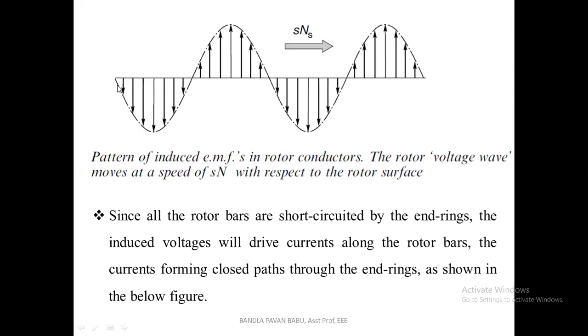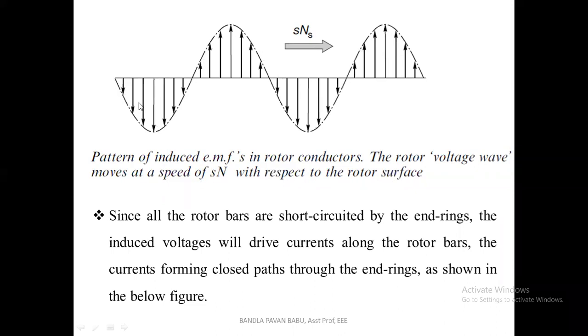What does it mean? This is the pattern of induced EMFs in the rotor conductors. So this is the waveform shape in the rotor conductors, that is the induced EMF waveform shape. The rotor voltage wave moves at a speed of s into N with respect to the rotor surface. So when the rotor starts rotating, this is how the EMF is induced in the rotor conductors as per Faraday's law.